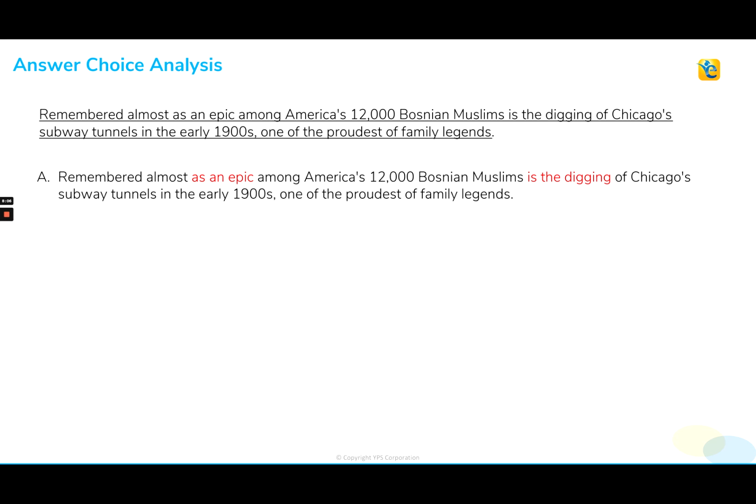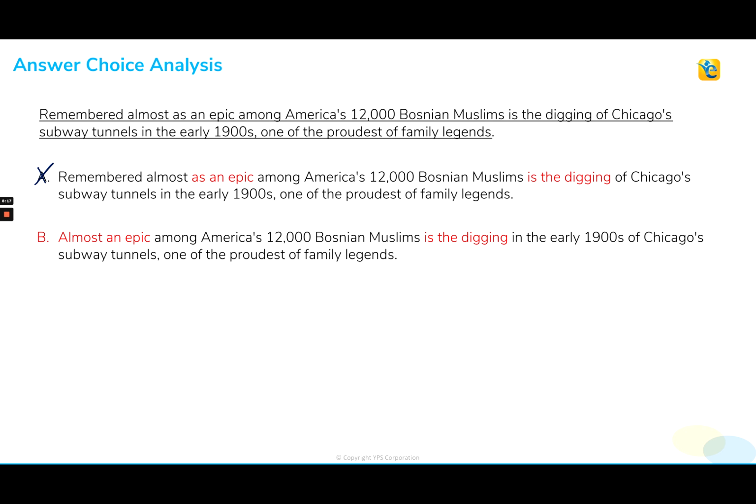So choice A is out for that illogical meaning we discussed, and for that modifier that was kind of left out of the structure altogether. Choice B, again, we see repeats the same error in meaning as option A and communicates that the digging is remembered as an epic. Almost an epic among Americans' 12,000 Bosnian Muslims is the digging. So here again, almost an epic and is the digging. So choice B is out, repeating that same error as A.